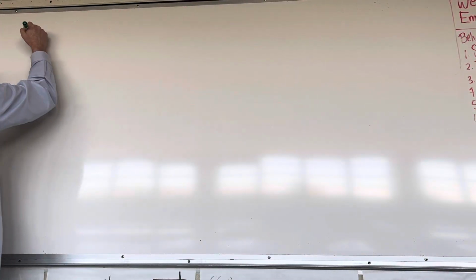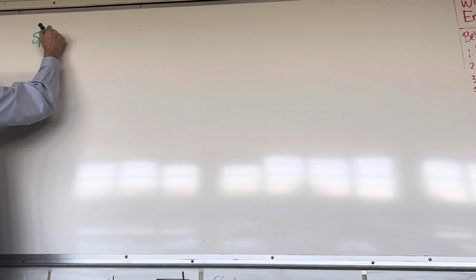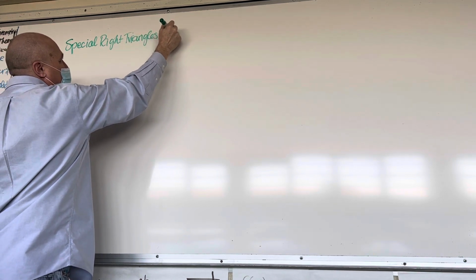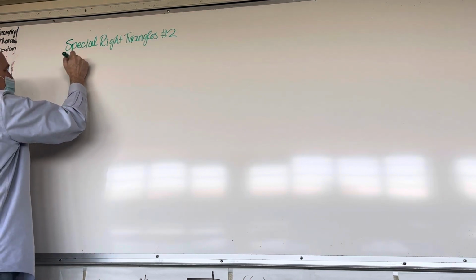Okay, so this one I'm going to roll through pretty quickly, I feel like. This is special right triangles, number 2. And this one deals with the 30, 60, 90.